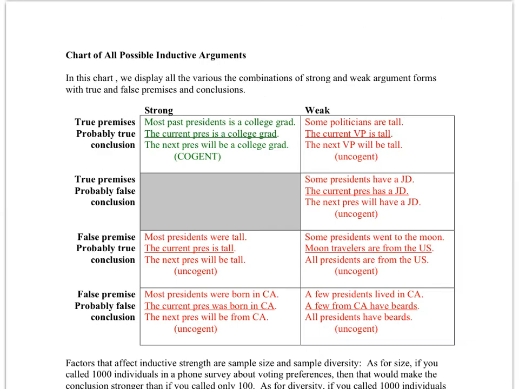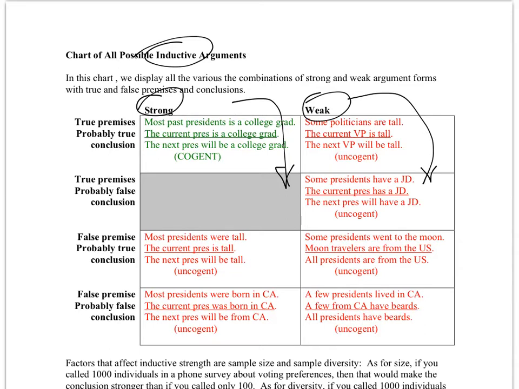Now in this chart we have something very similar. It's the chart of all possible inductive arguments, and just as in the case of deductive arguments, the good structure of a deductive argument is characterized by whether or not it is valid. In the case of an inductive argument, a strong argument is one where the premises support the conclusion with a high degree of probability, and that's what we have in this column. A weak inductive argument is where the premises support the conclusion with only a very low degree of probability.